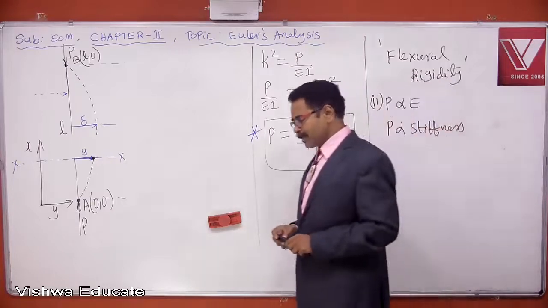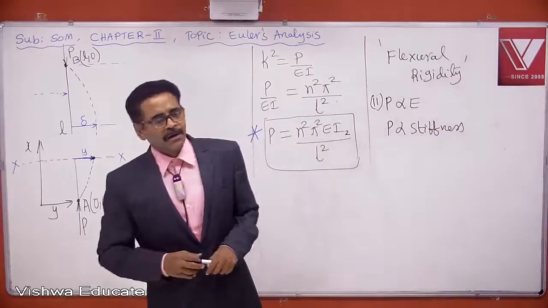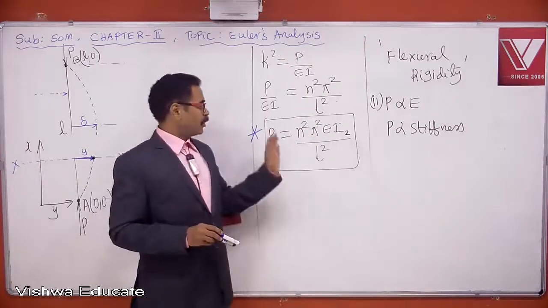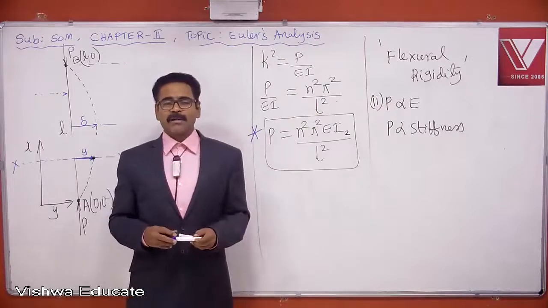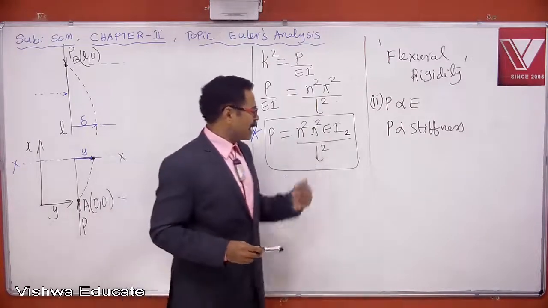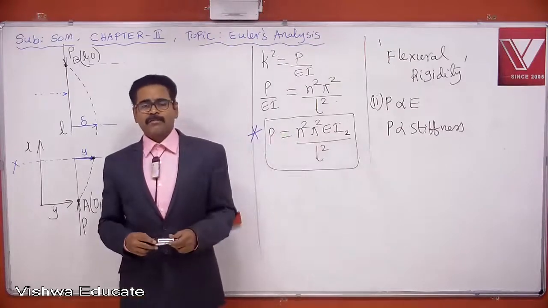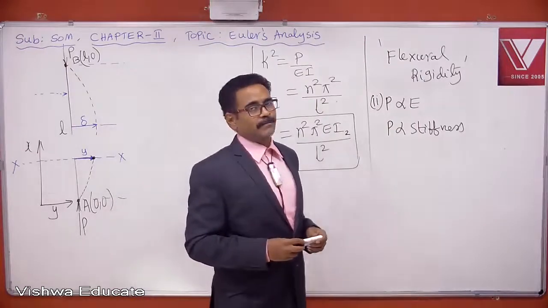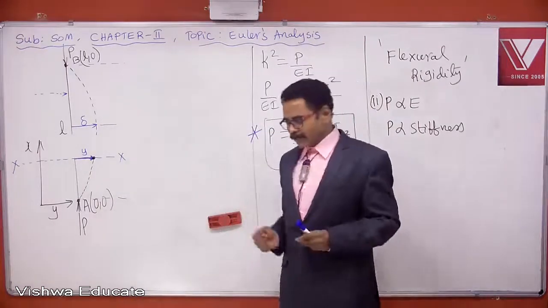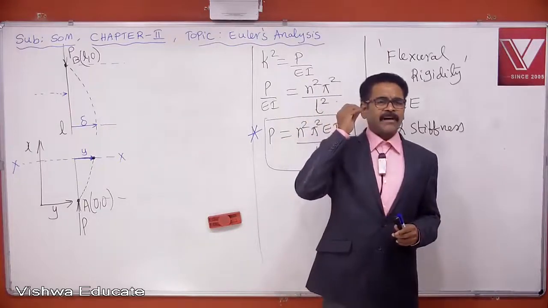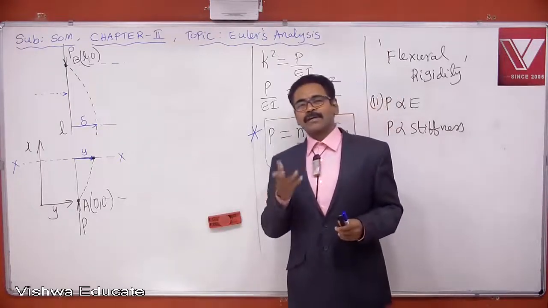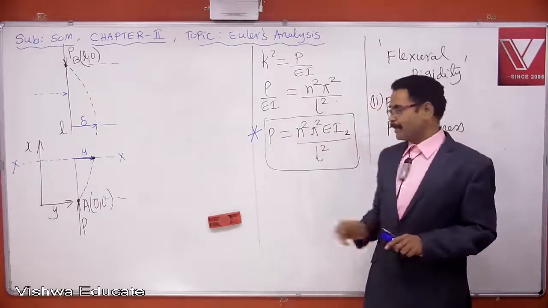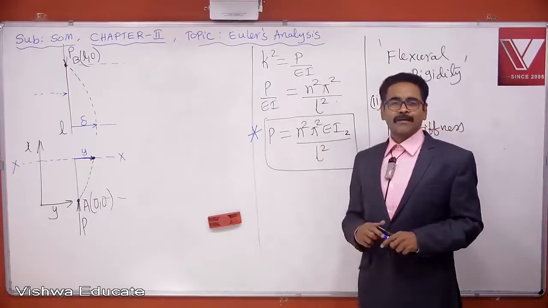Regularly questions are coming. Similarly, if you observe this formula, Euler's critical load is inversely proportional to L square. If you increase length, P will decrease. If you decrease length, P will increase because they are inversely proportional to each other. A standard question, very popular question. If length of column is double, what will happen to critical load?